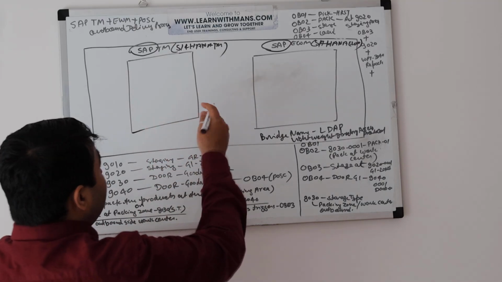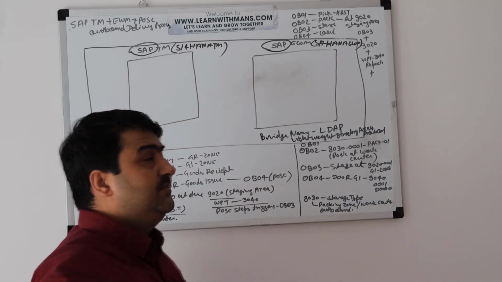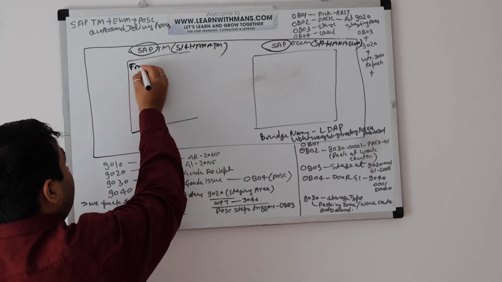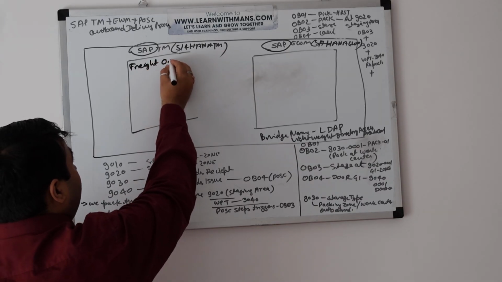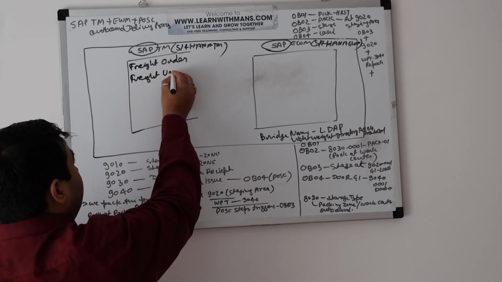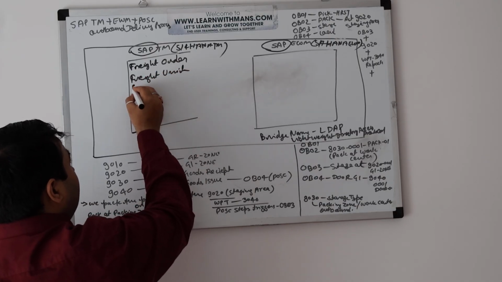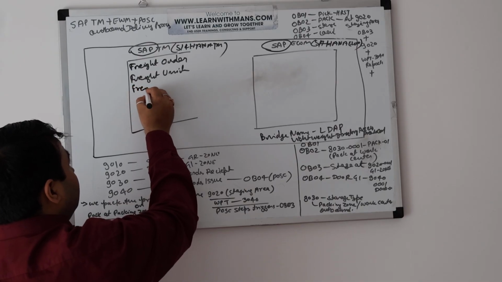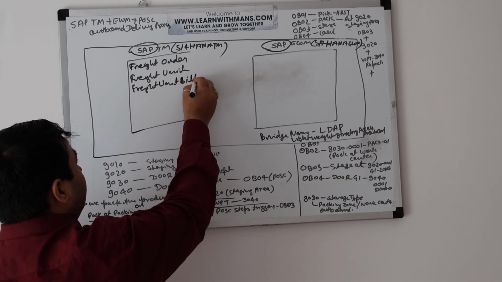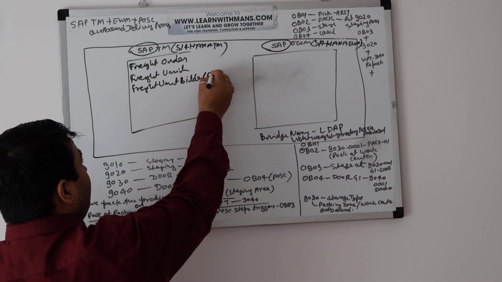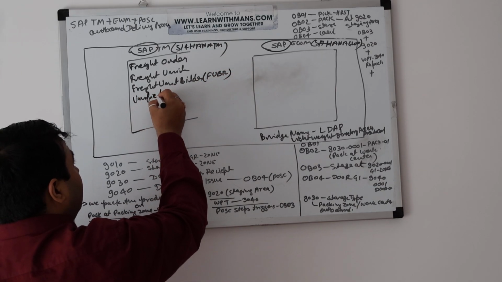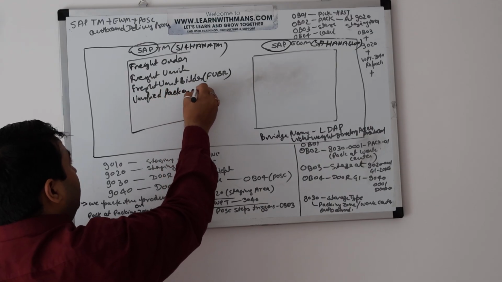In SAP TM, we have a few logical concepts. For example, I will write here: freight order, freight unit, simple. And we have the freight unit builder. In short form we call it FUBR. We have the unified package builder.